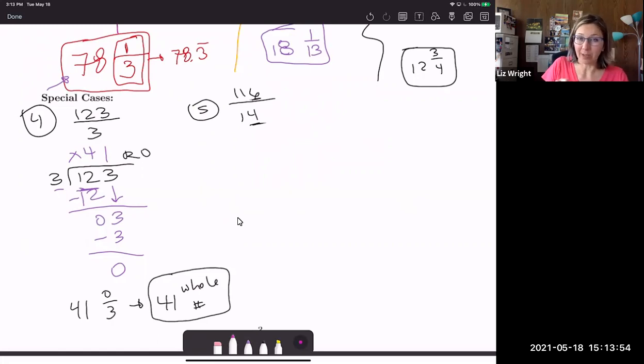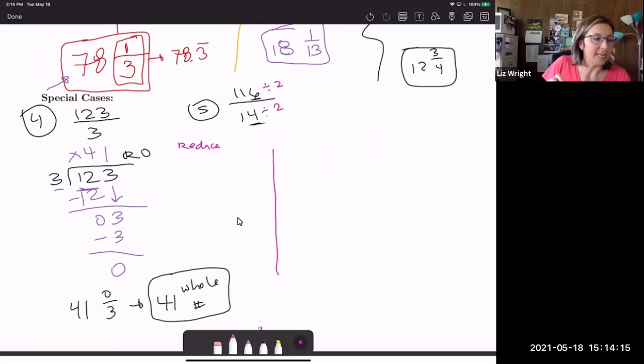One way is we can go ahead and reduce it. So what if we reduce it first? And then I'm going to show you another way. So I'm going to have you guys write down both ways. First way is we're going to reduce it and then we're going to divide. And then the next way is I just want you to divide and then reduce. So if we reduce it, I'm going to take out a 2. And I'm going to take out a 2.